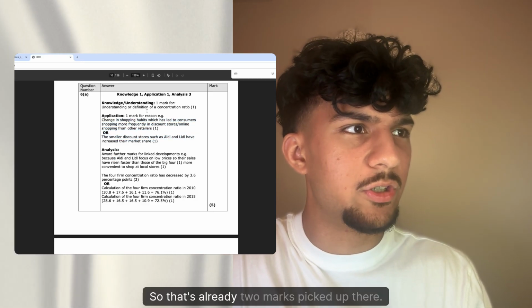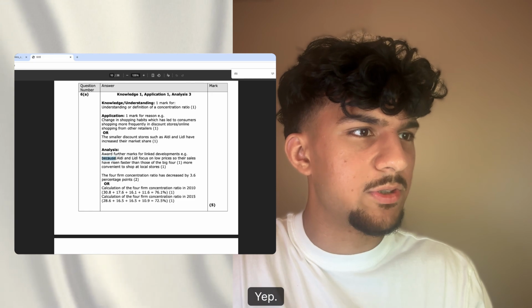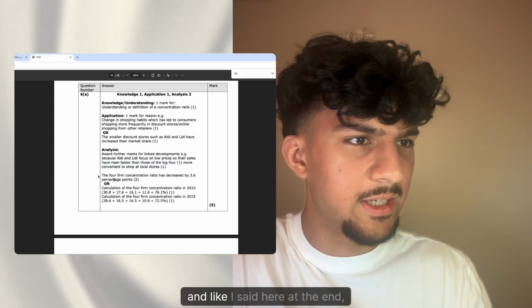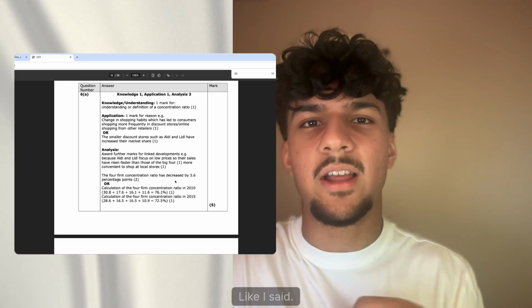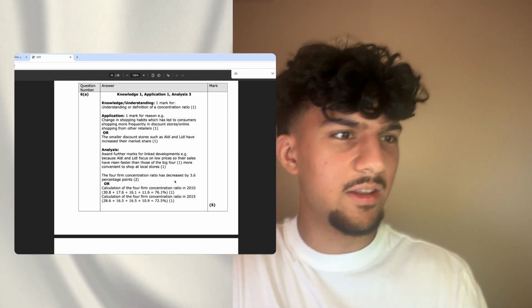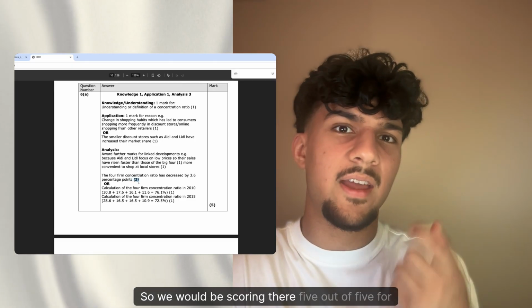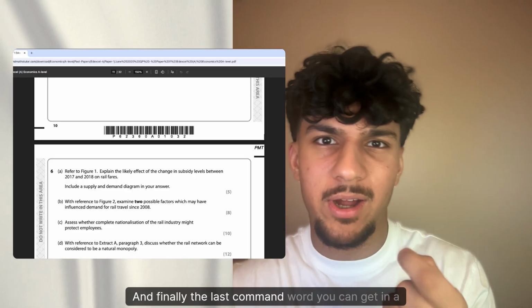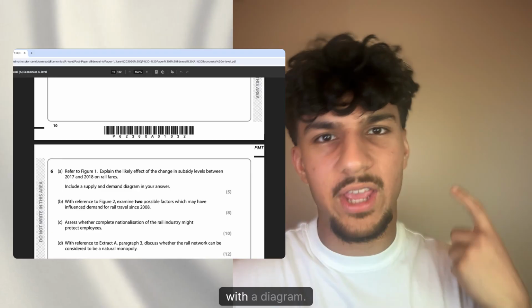Analysis, so that's already 2 marks picked up there. Now we've got 3 marks left. Award further marks for link development. So discount shops, sales have risen. Perfect. And like I said here at the end, the 4-firm concentration ratio decrease. That's one thing I said to calculate at the end. As you can see, there are 2 marks there for analysis. So we would be scoring 5 out of 5 for our 5 mark question. And finally, the last command word you can get in a 5 mark question is explain with a diagram.